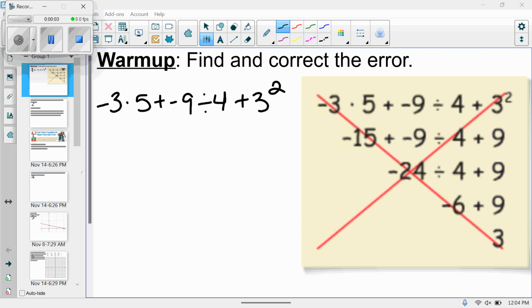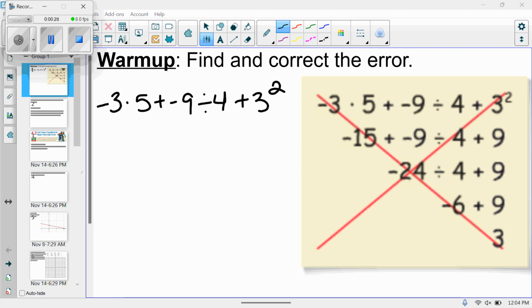All right, I want everyone to take a look at this warm-up. It says find and correct the error. I don't know if you remember me telling you before, but the best way I think to do these problems is just do the problem yourself. And each time you do another step, you should compare it to the student's work so you can try to find their error. So this is a PEMDAS problem, right?